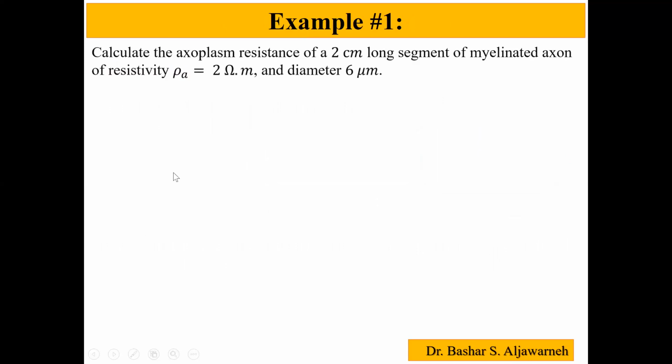For example, calculate the axoplasm resistance of a 2 centimeter long segment of myelinated axon of given resistivity and a diameter of 6 micrometers.